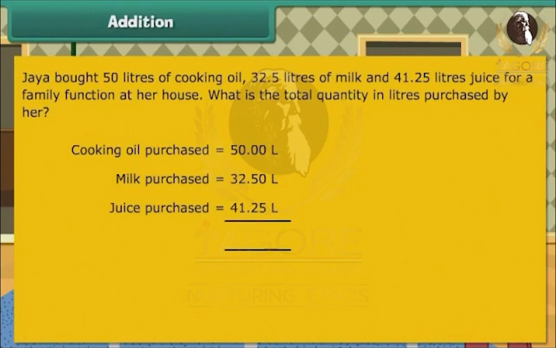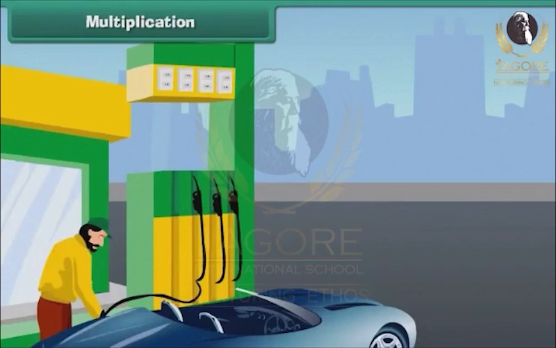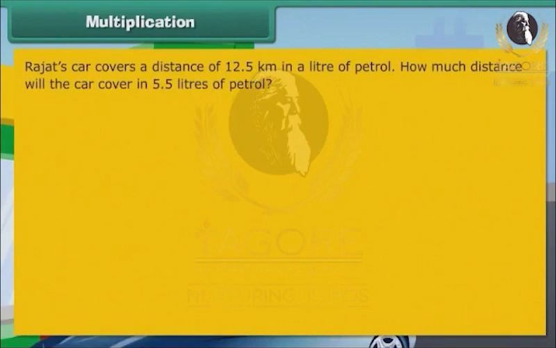We add the three to get the total quantity purchased as 123.75 liters. Jaya purchased a total quantity of 123.75 liters. Multiplication. Rajat's car covers a distance of 12.5 km in a liter of petrol. How much distance will the car cover in 5.5 liters of petrol?